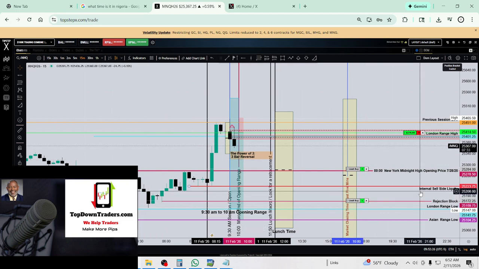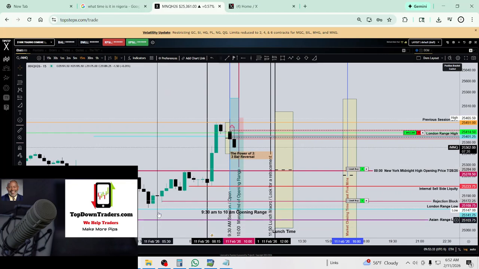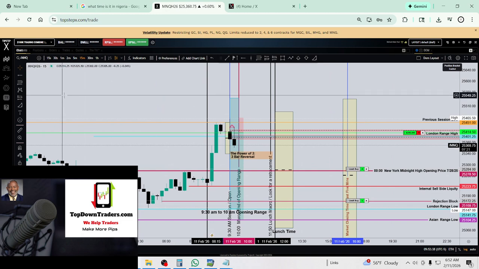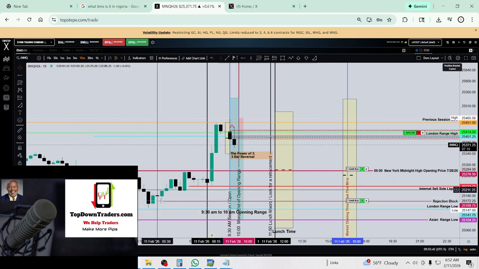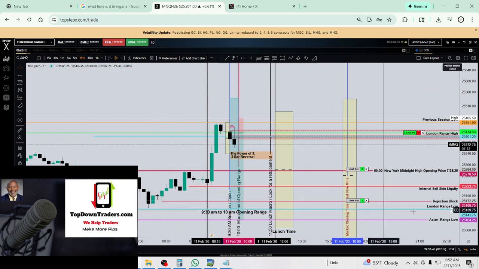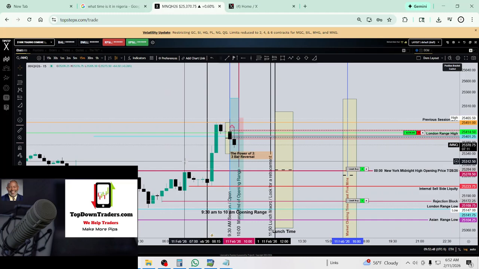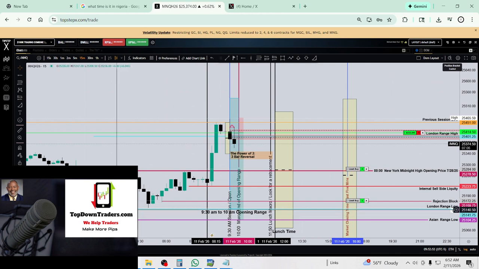Internal sell side liquidity, rejection block on a different time frame as this candle. On the 15-second time frame, the area is a lot bigger. It's a bullish engulfing candle. So that's where price rejected and went higher. That's why I have it called rejection block. I'm going to tighten this up here a little bit. Put that on that candle. Relock it.